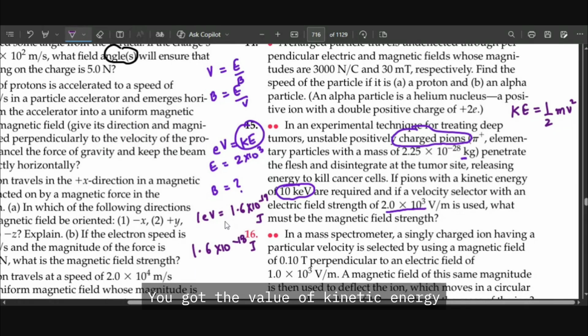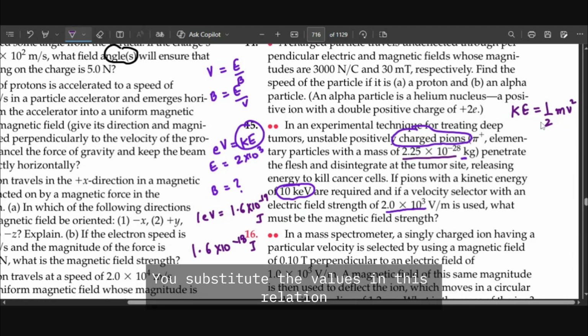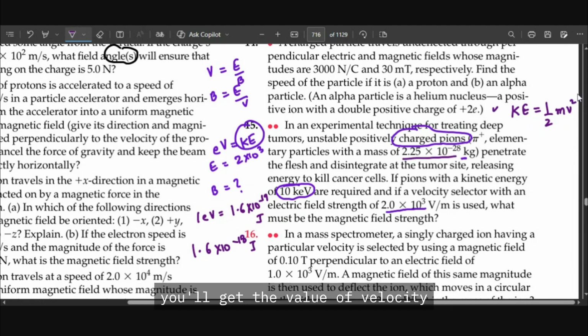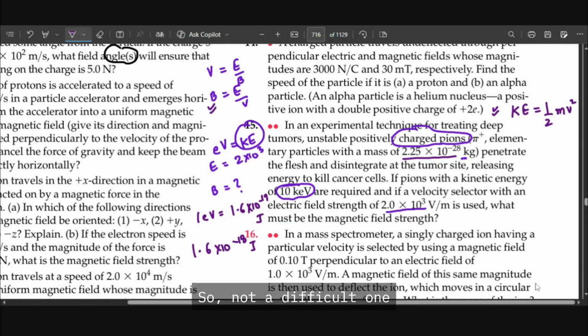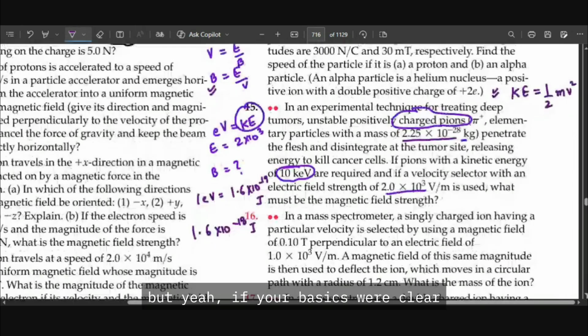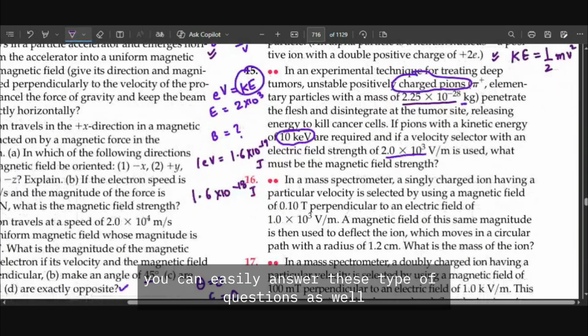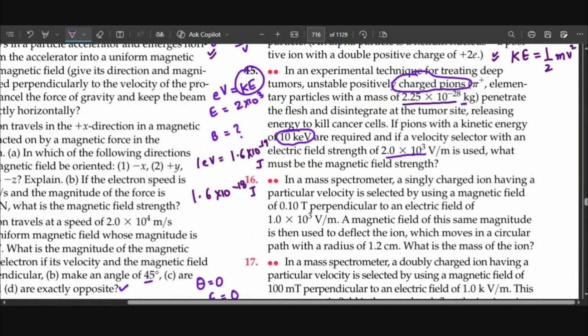You got the value of kinetic energy. You have the mass here, 2.25 times 10 to the power minus 28 kg. You substitute the values in this relation, you'll get the value of velocity. Whatever value you get for velocity, just divide the electric field by that value. You are getting the magnetic field afterwards. So not a difficult one, but if your basics were clear, you can easily answer these types of questions as well. Did you get this one?